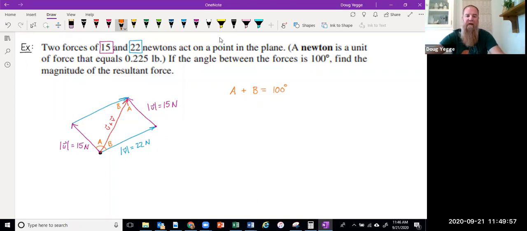So if angle A plus angle B is 100 degrees, and we now look at this triangle right down here, we should see that two of the angles of the triangle are angles A and B. Just like this angle here is 100 degrees, these two angles right here combine to give 100 degrees. So that means there's only one angle left that this angle is allowed to be down here, and that's now 80 degrees.